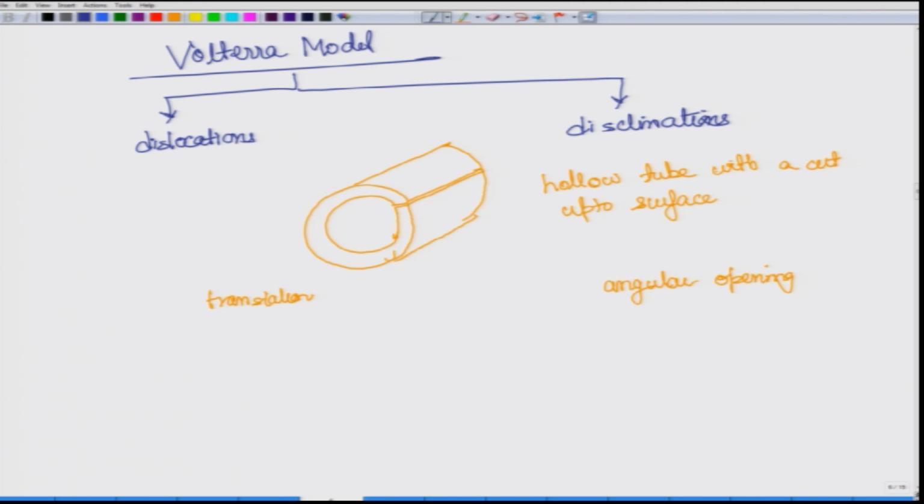So, with that let us now start to look at what the different translations are and what kind of dislocation you would expect, or how they would look. So, let us start with translation. So, let us say this is x and y.